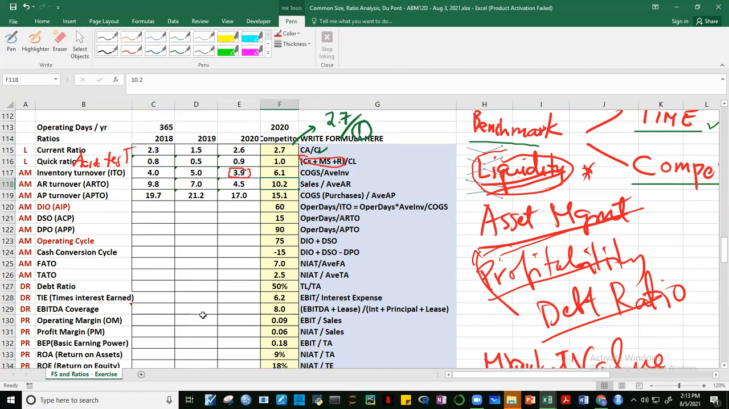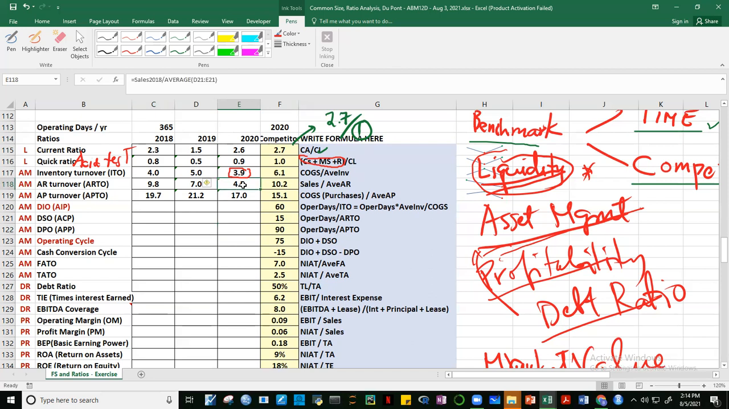Mabilis. The implication of that is siguro mas mababa yung credit terms na binibigay natin, so mas mabilis yung collect, o kaya very efficient yung collection department. Ang galing nila mag-collect, no? Another implication is na quality yung mga customers natin, talagang they pay on time.